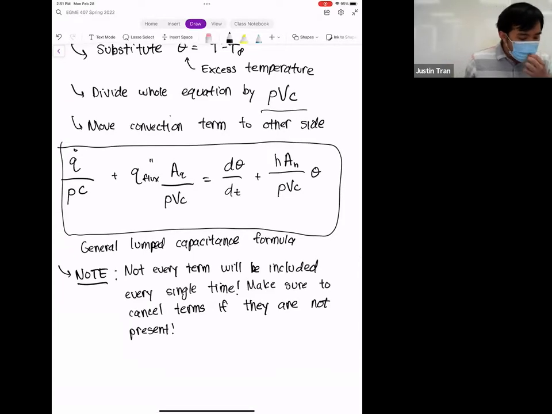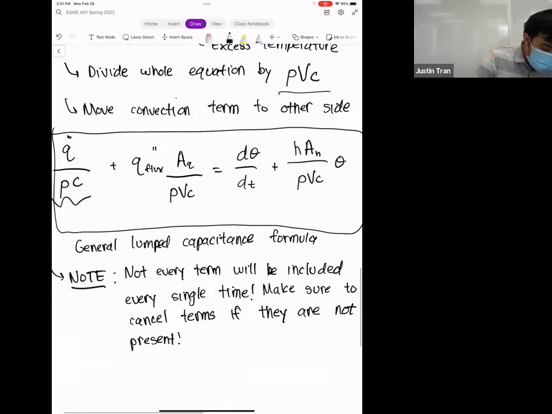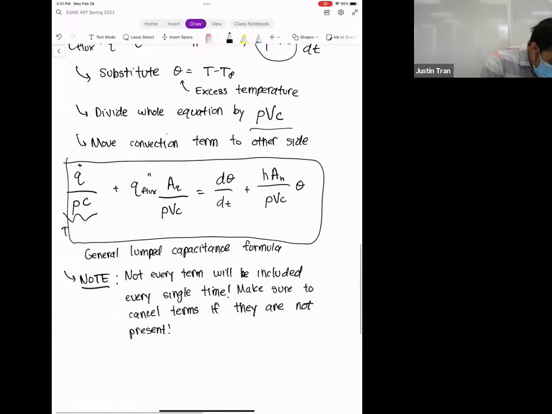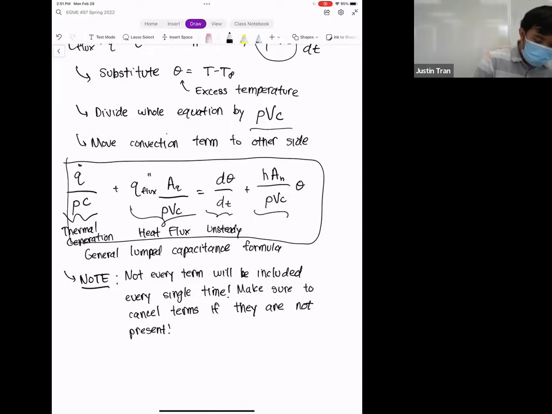One thing that's useful when you're using this equation is to look at each of these terms. We have 4 of them here, and know what they represent. This term right here, which has our Q dot, is our thermal generation term. This term right here is our heat flux term. The time derivative here is our unsteady term. And this last one here is convection.